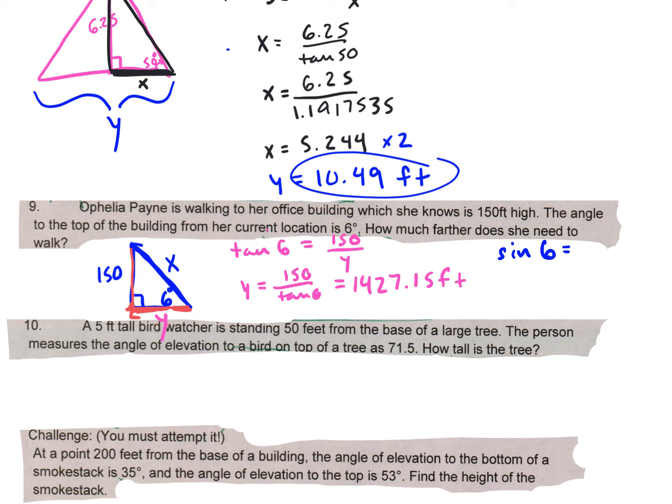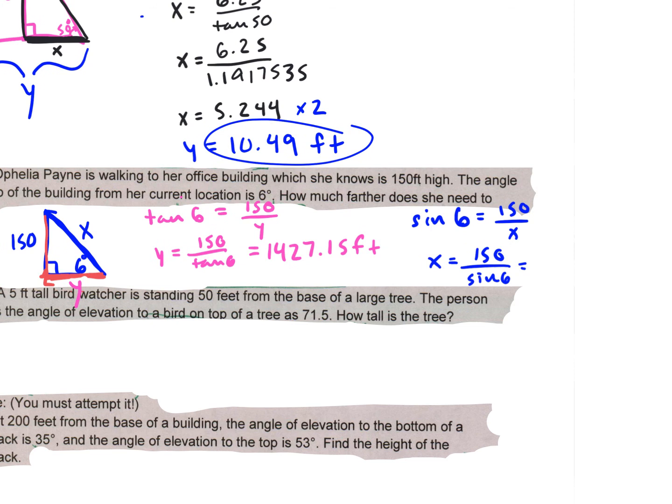Okay, so sine of 6 is equal to 150 over x. So x is equal to 150 divided by sine of 6. What do we get when we put this into the calculator? 1,435.02 feet.